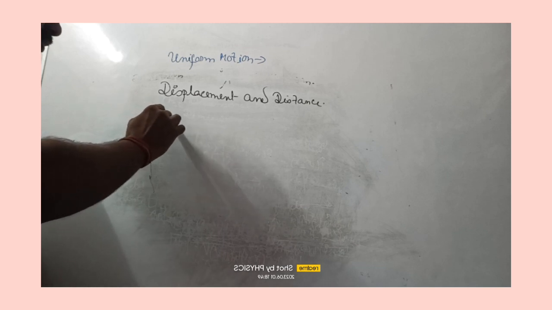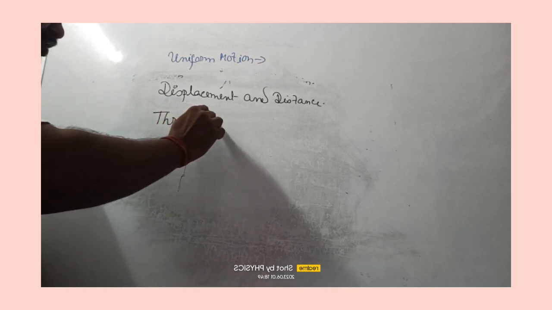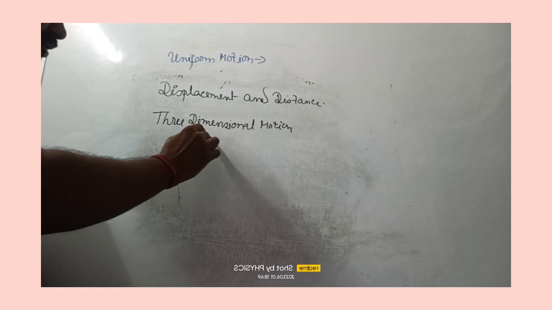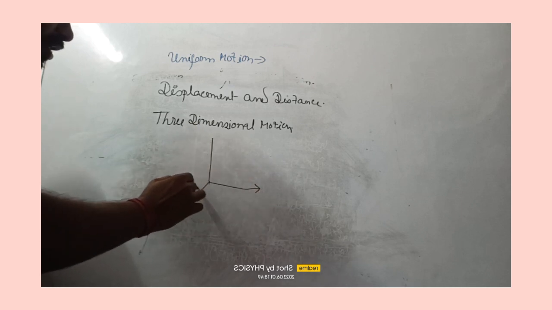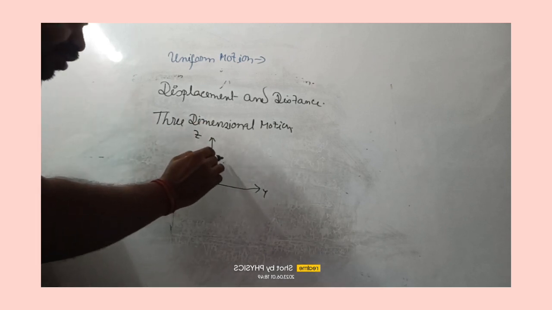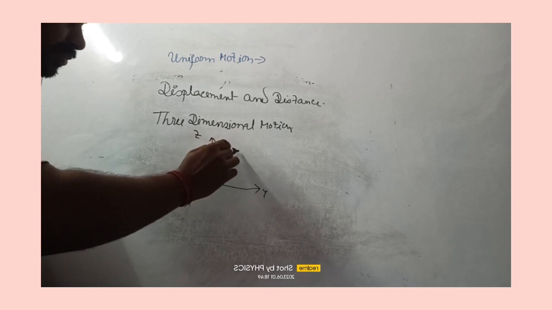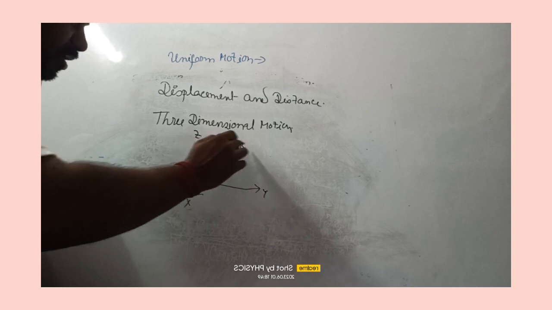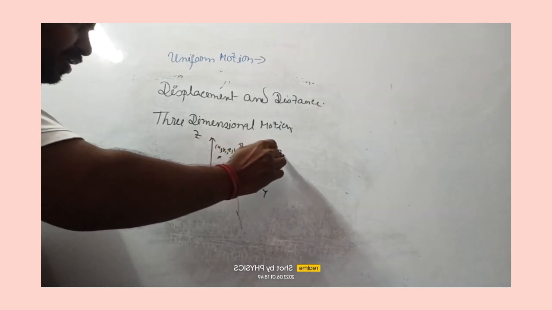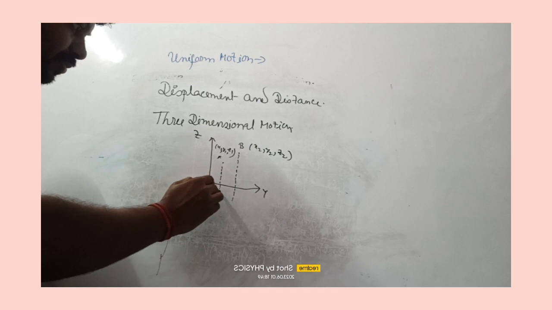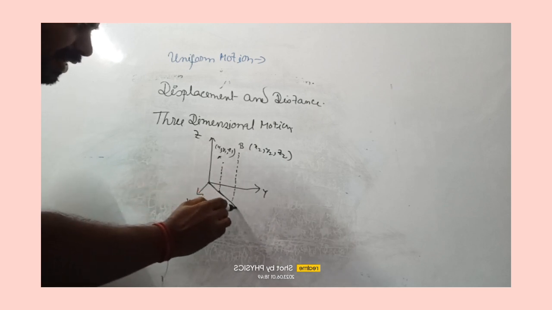Now let's move to three-dimensional motion. Let us consider this is the x-axis, y-axis and z-axis. The particle is moving from point A to point B, that is x1, y1, z1, and this is x2, y2, z2. Now let us draw a perpendicular. It will meet at that point.